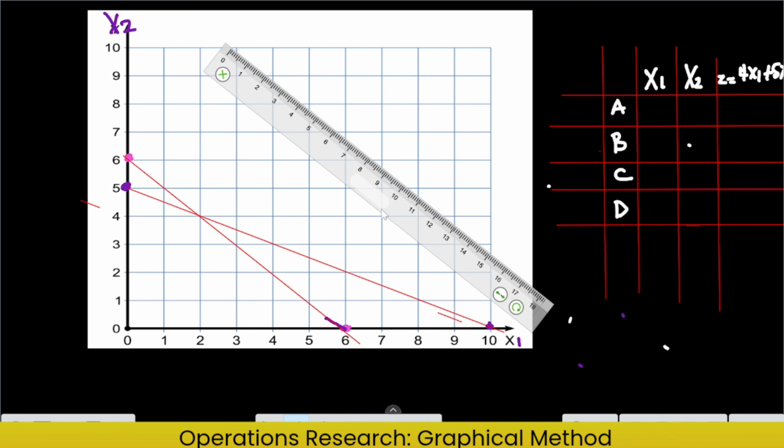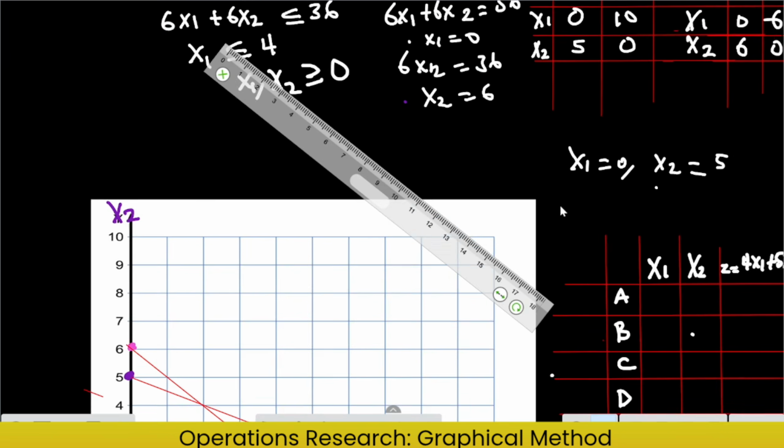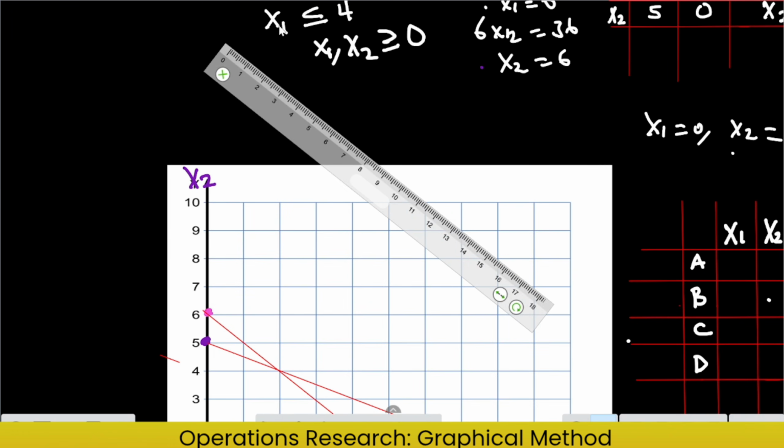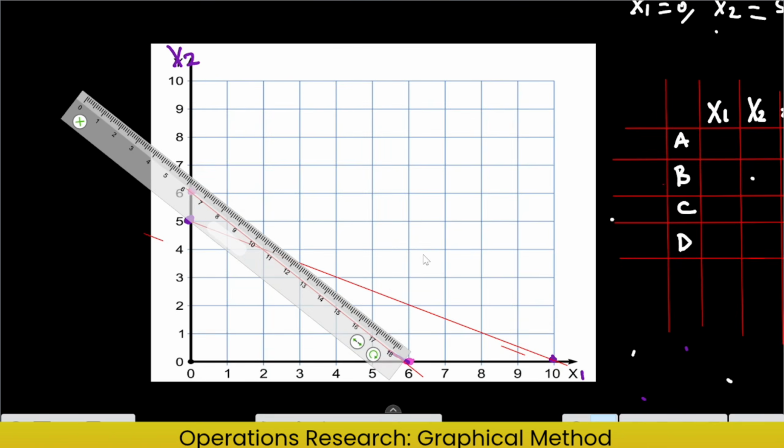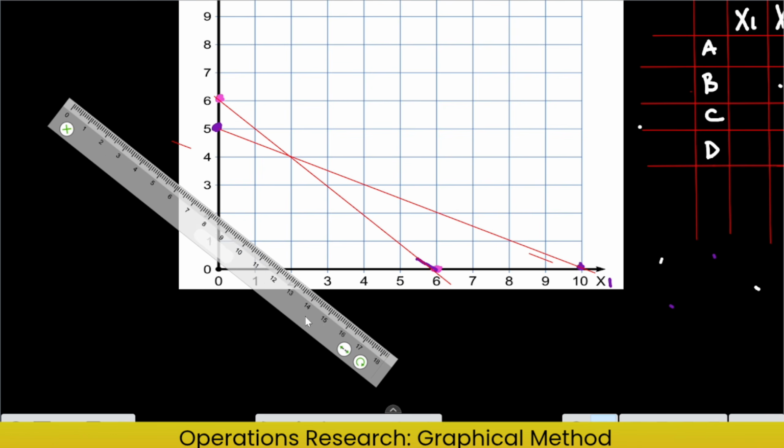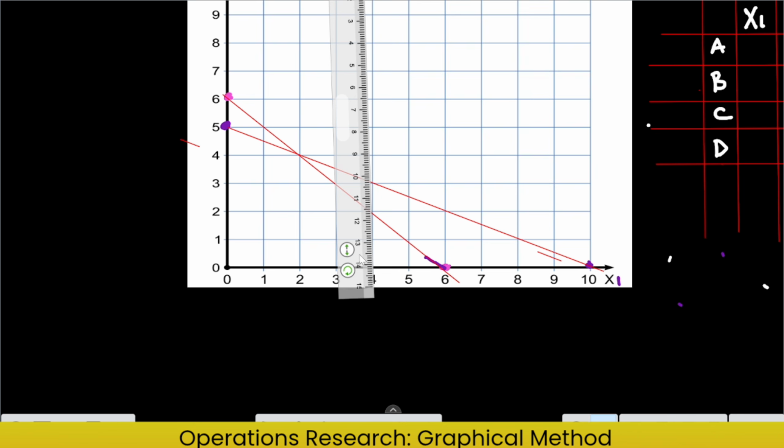And the last aspect, let me go to the top and check the last one. The last constraint is saying that the value of x1 is equal to 4. Sorry, the value of x1 is equal to 4. We are converting all inequality signs into equal signs. So the value of x1 is equal to 4.